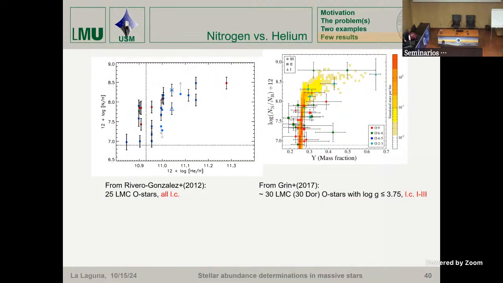So this was CNO. Now what about nitrogen versus helium? These are, again, two different analyses, and the result is more or less the same. At first, nitrogen increases while helium more or less remains constant, and at a certain point in the evolution, both become enriched at the surface of the star.